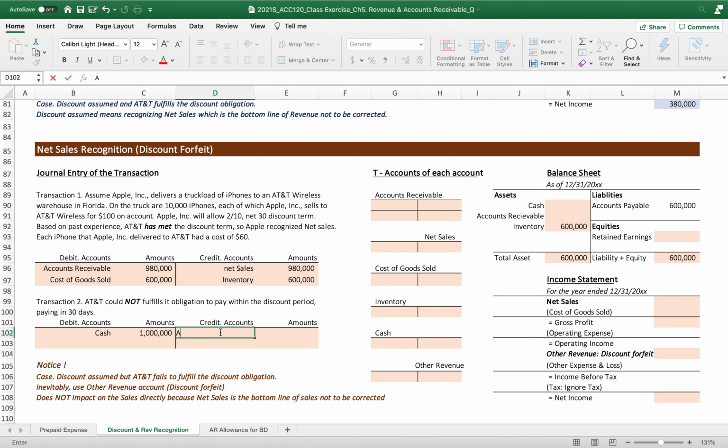But for AR, how much accounts receivable do we have to remove? $1 million? No, it's not $1 million. The accounts receivable Apple had is 980, not 1 million, and Apple doesn't have any obligation or any right to receive more cash. It's 980. If we put 1 million, what happens? I'll show you what happens if we put the 1 million on the accounts receivable on the credit side.